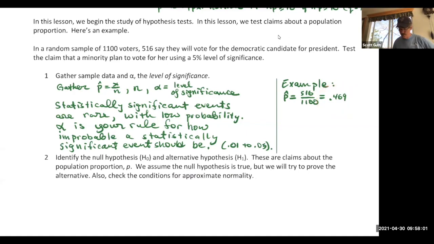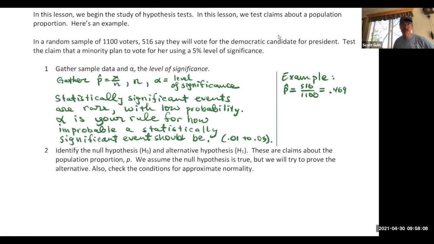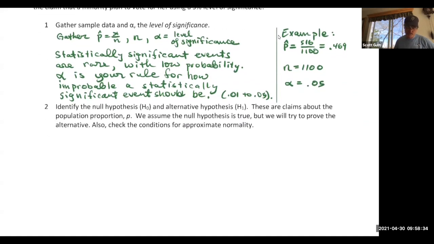Okay, any questions? So we kind of have to see how many standard errors it is below 50% before we say that it supports the claim, because if it's not very many standard errors, that's just margin for error. Okay. All right, our n is obviously 1100. Our level of significance, alpha, is up here, it's 5%, so 0.05. Any questions yet?